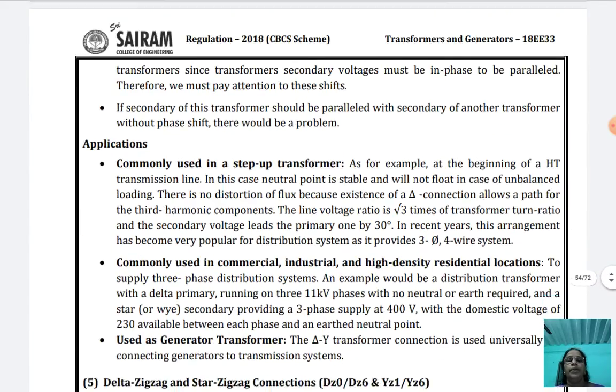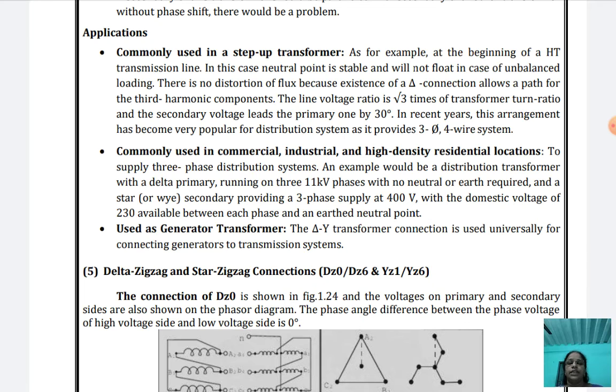What is the application of these types of transformers, that is the delta-star connection 1 and 11? It is commonly used in suburb transformers, and commonly used in commercial, industrial and high density residential locations, and used as a generator transformer. That means the star-delta transformer connection is used universally for connecting the generators to the transmission system.